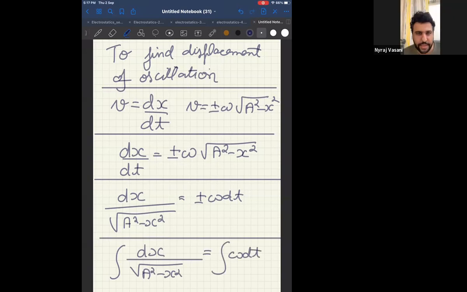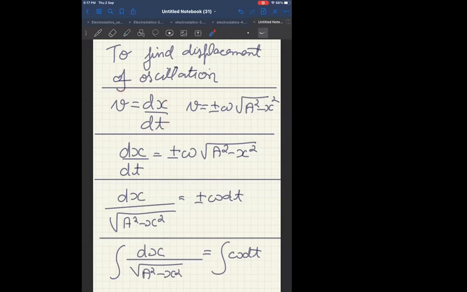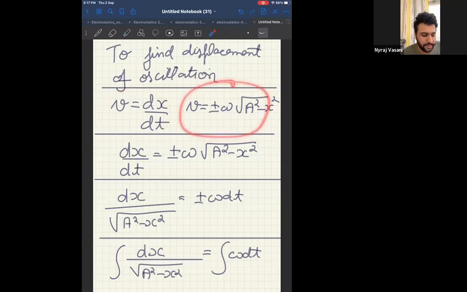Plus or minus, I'm ignoring. Understood this page? It's direct. So what did I do? I took v is equal to dx by dt and v is equal to plus or minus omega root of a square minus x square. Therefore, dx by dt is equal to this. Therefore, dx by root of a square minus x square is equal to omega into dt.